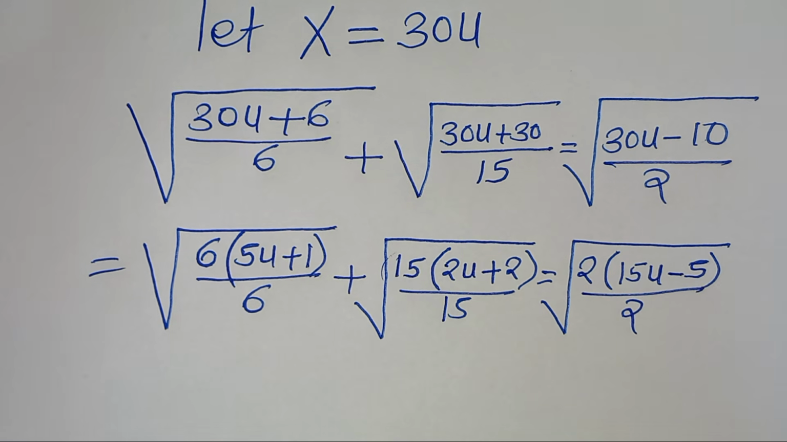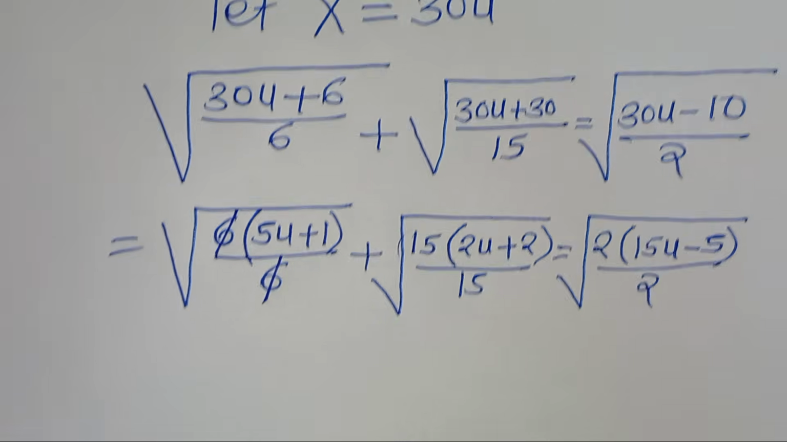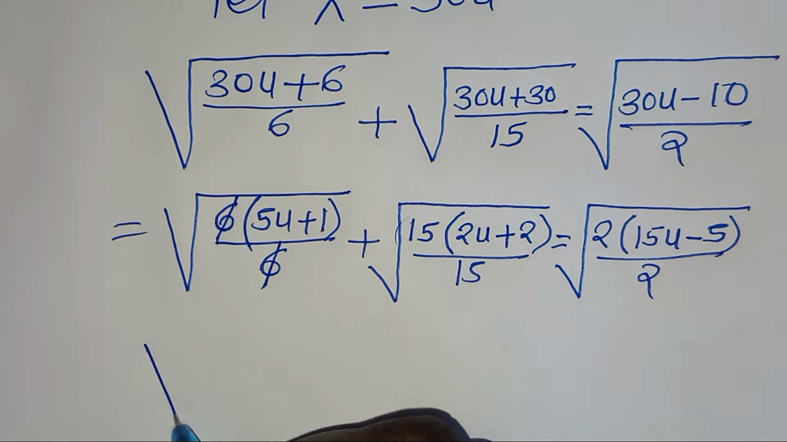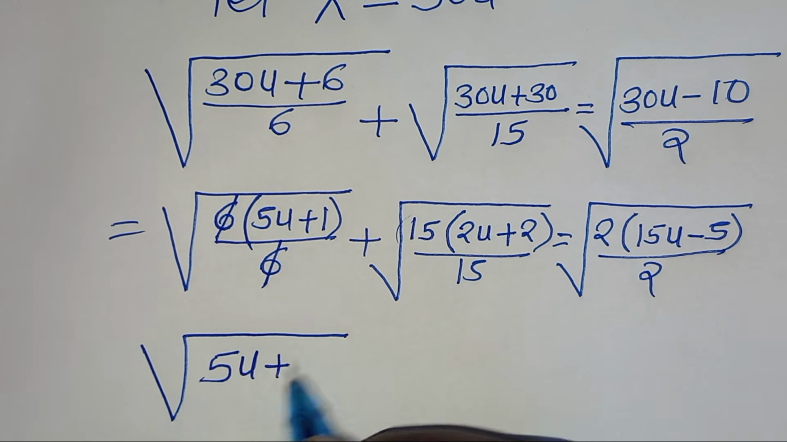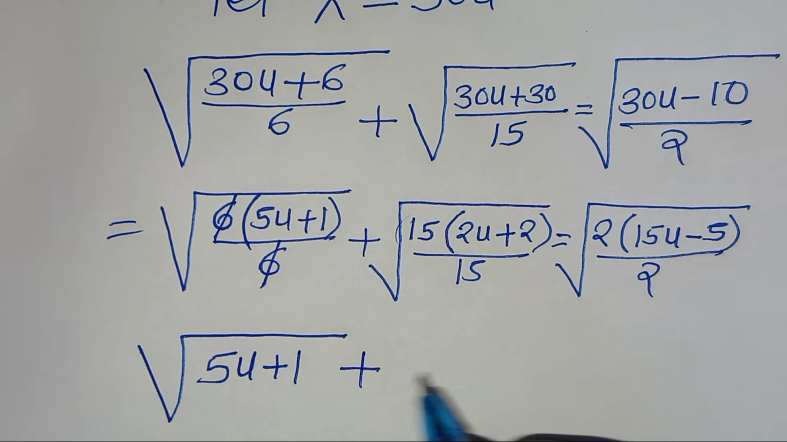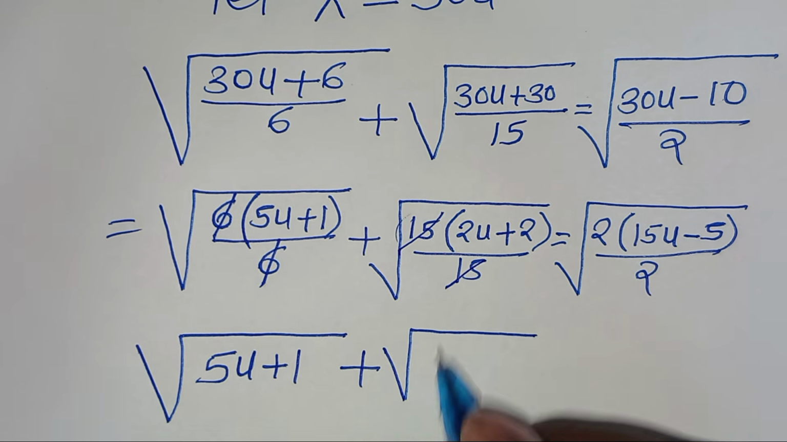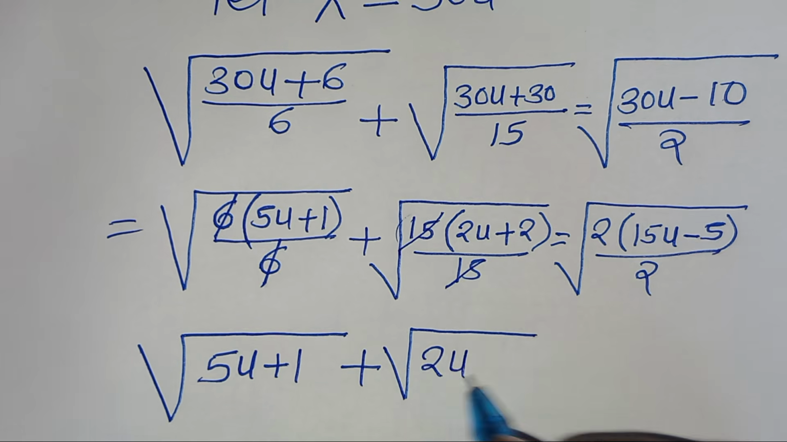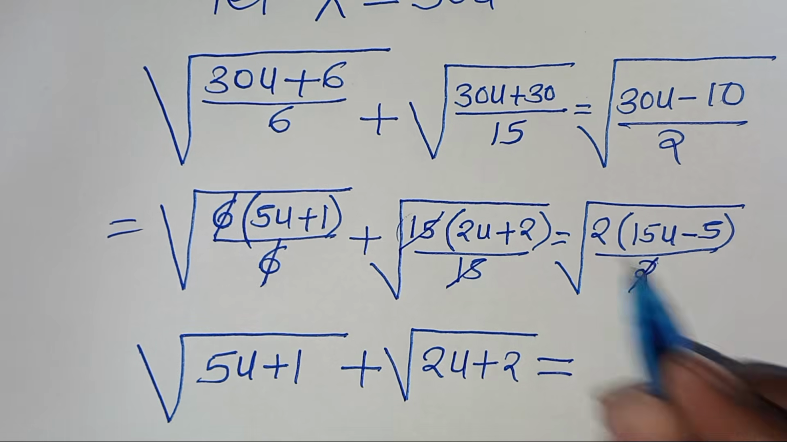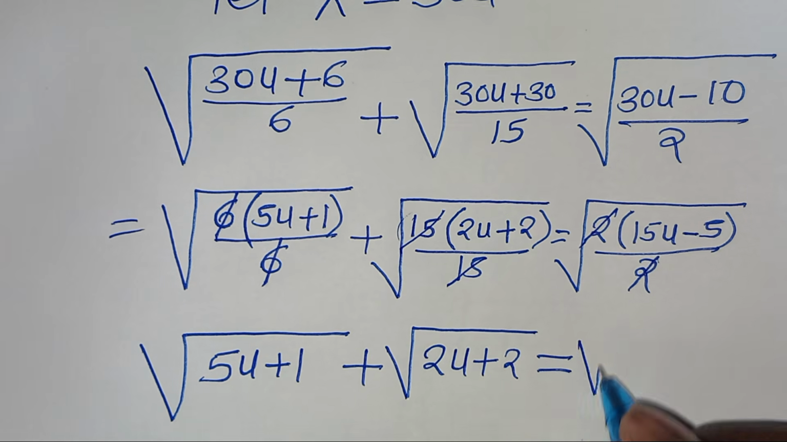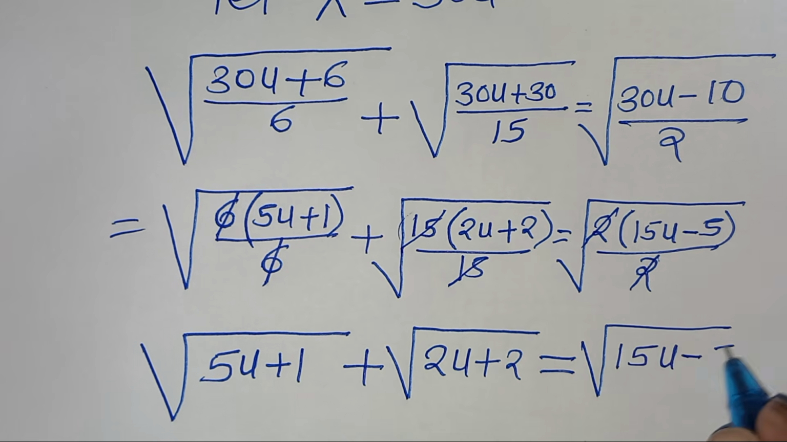Now we can easily simplify here. 6 and 6 simplify, so now we have the square root of 5u plus 1, plus the square root of, now 15 and 15 simplify, so this is the square root of 2u plus 2. This is equal to, now 2 and 2 simplify, so this is the square root of 15u subtract 5.